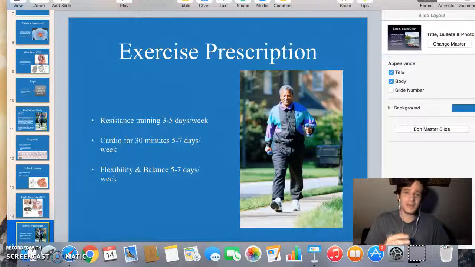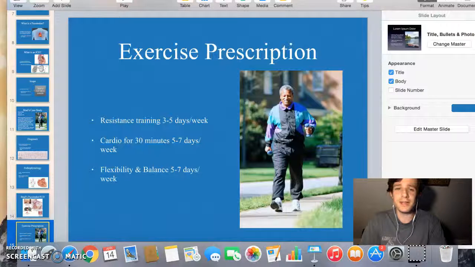Then for cardio, we'd like to work him back up to where he was with his 30 minutes a day, 5 to 7 days a week. Except it would be better if he could do more than that, and if he could increase the intensity as well, that would be great. It would help him lose that extra weight that he's gained, and it would really help out his heart in terms of making sure it's healthy and ready to continue.